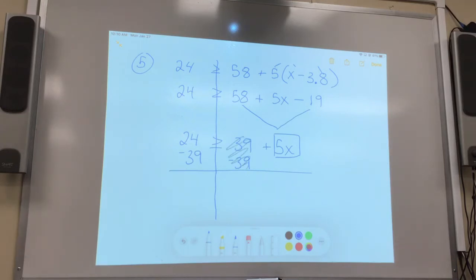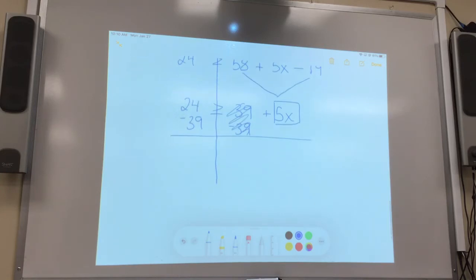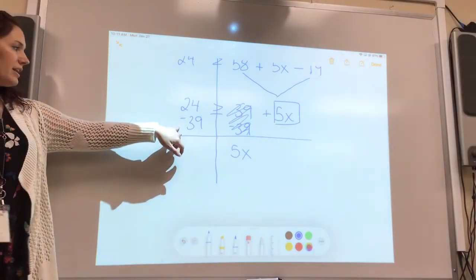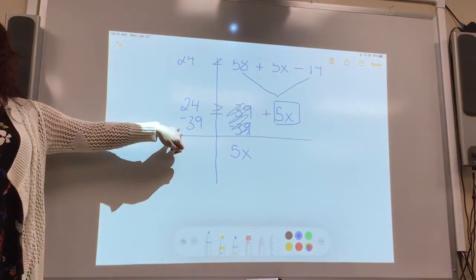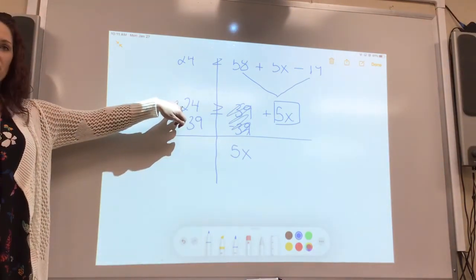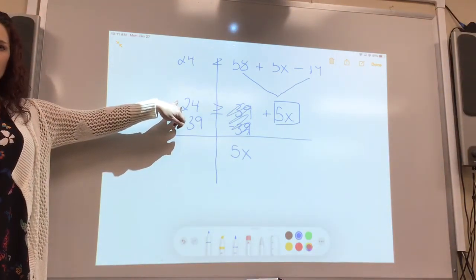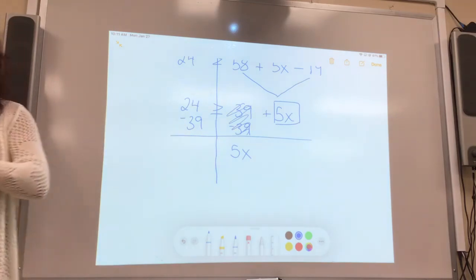That means 5x is by itself. That was our goal, right? The 39 went away. When you do 24 minus 39, you'll have to subtract in the other order. So 39 minus 24 gives me a negative number. Negative 15, yep.